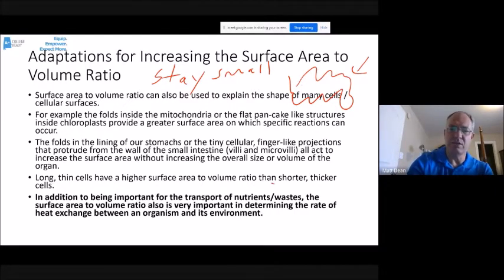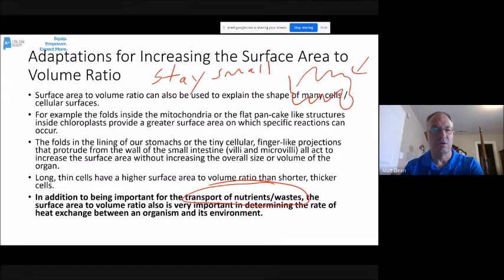And in addition to the importance of surface area to volume to transport, the surface area to volume ratio is also important for determining the rate of heat exchange between an organism and its environment. Small organisms transfer heat with the environment much more easily. Big organisms are much more efficient and keep heat in better than small ones do.